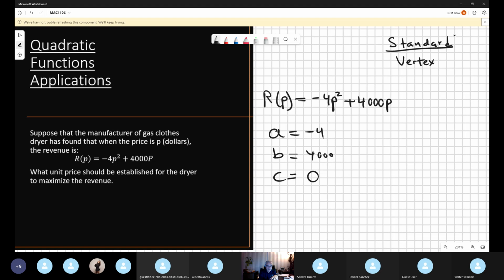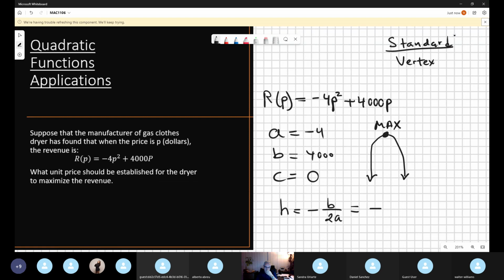Okay, so now let me try to end the problem. What unit price should be established for the dryer to maximize revenue? So I need to maximize. I need to optimize. And this parabola opens in what direction? Open up or open down? Down. Down, because it's -4. So my parabola can represent the graphic representation for this equation, open down, and this point is the max. And this is the thing I want. Find the max revenue. So now remember this happens at the vertex point. And the formula is, remember, H is equal to minus B over 2A.